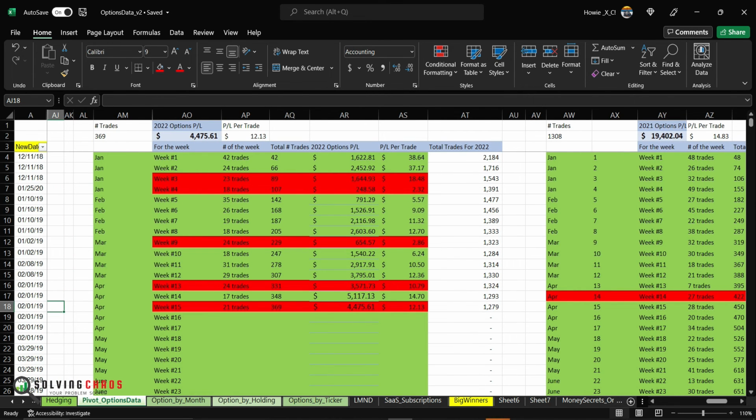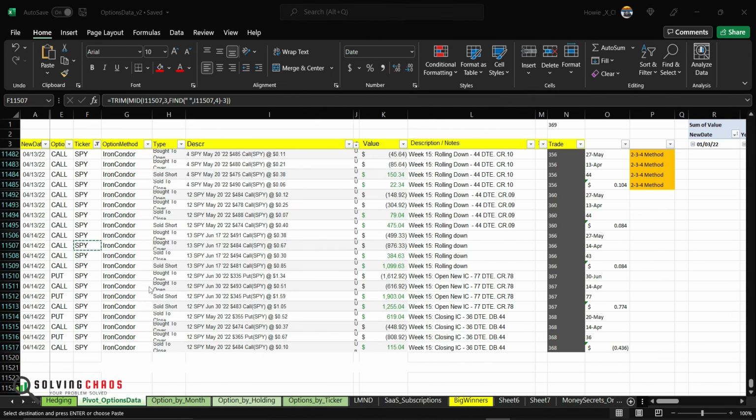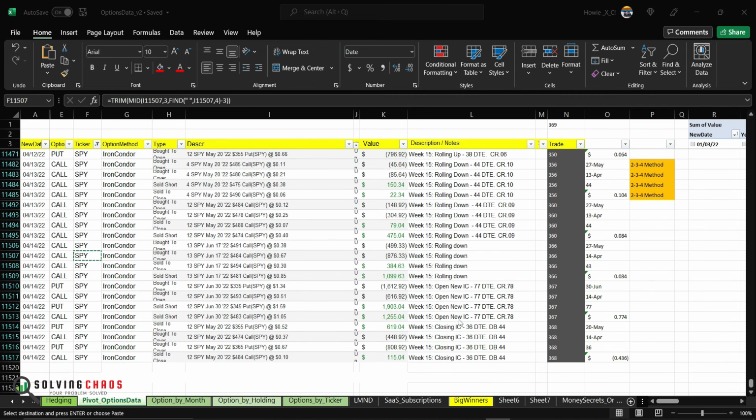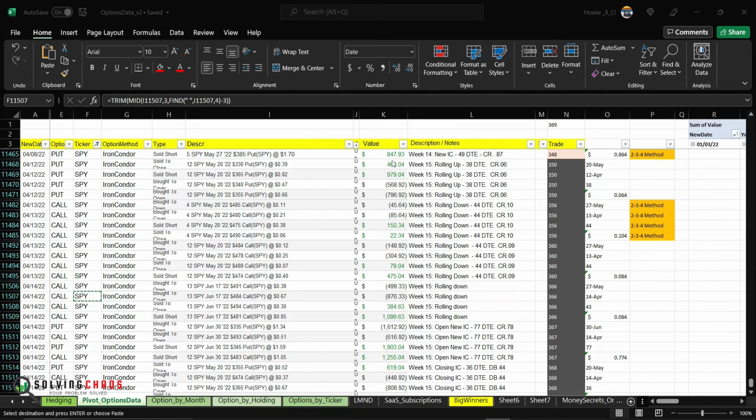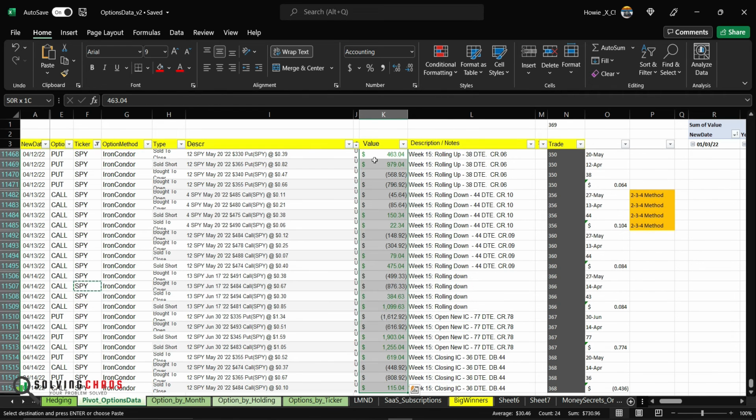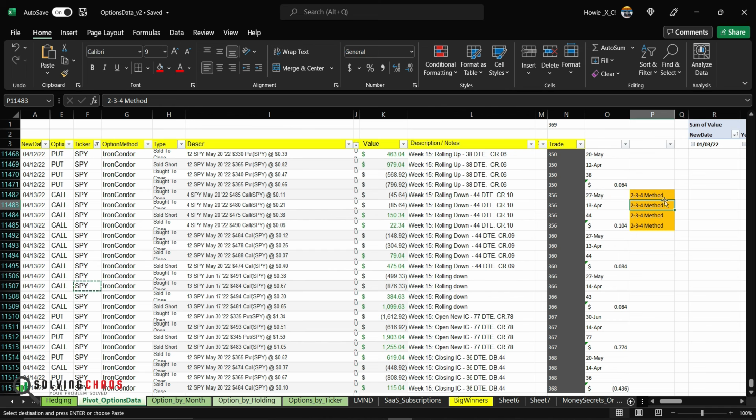So let's just talk about some of the trades. Go back to the table, put a filter on SPY. You will see this, and I'll talk through some of these. These are all the SPY trades that I did for the week. Most of these are pretty good. I made profit, you see that, 730 bucks. And if you look at the 234 method, that's this one here. I did a single trade. I rolled down. It was 44 days. And I collected a small premium.